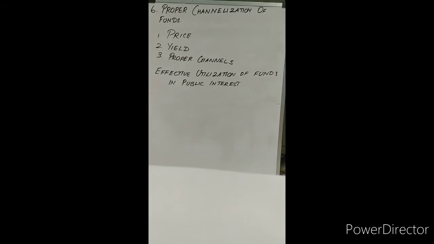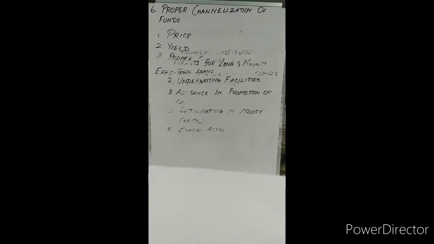The sixth point is proper channelization of funds. The three things which a capital market oversees are the price for the securities, or the prevailing market price for the securities to be given; next, the yield or the income which the investor earns, which guides the investors to properly channelize their funds or select their proper channels. All these three things will result in the effective utilization of funds in the public interest.